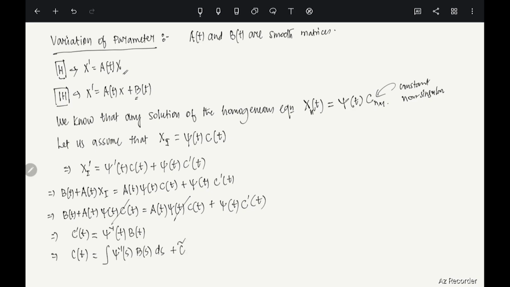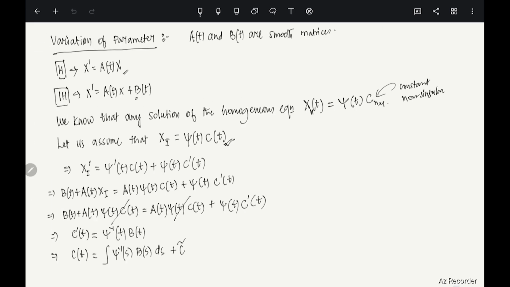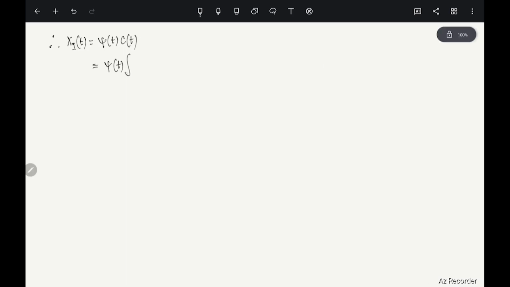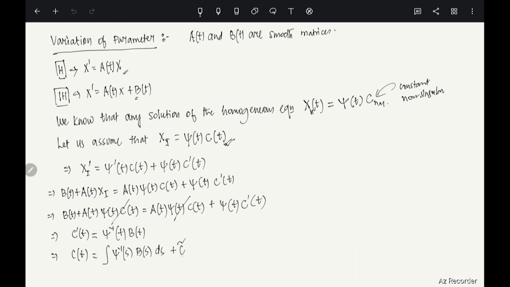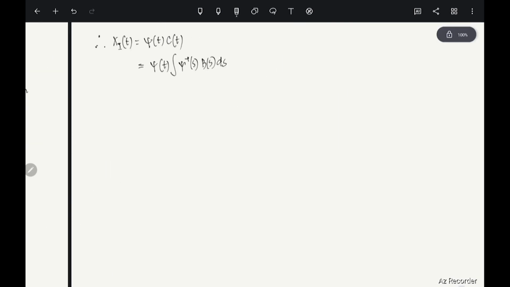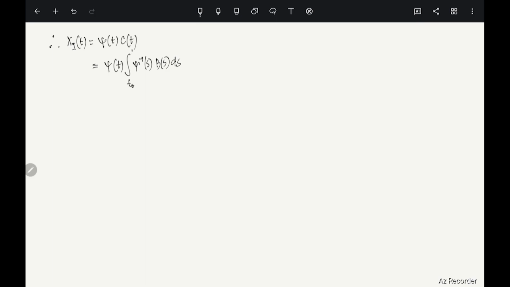Okay, right. So now if you see what our original solution is, which we are expecting, x is phi t times c t. So what is the inhomogeneous system solution we are assuming? We are assuming it is phi t times c t. And what did we get c t to be? We got it to be the integral of phi inverse of s, b of s, ds. Clear? Now I can write down this c tilde, or I can just integrate it between t naught to t and then move this constant in. So let's put it this way, make it t naught to t.